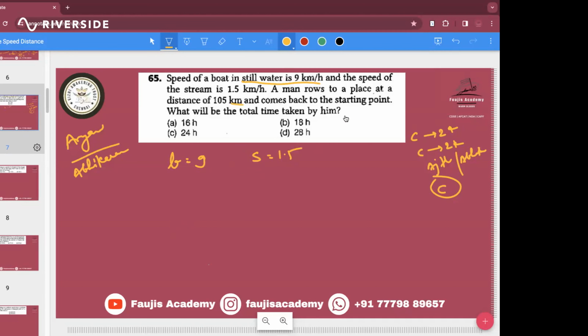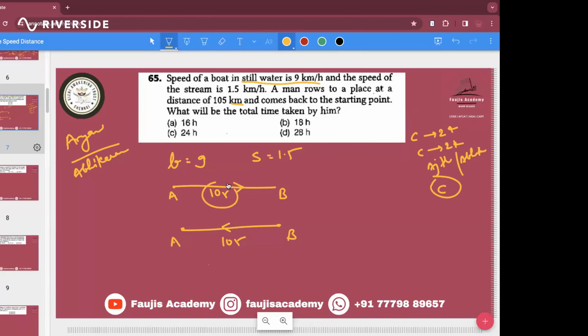A man rows to a place at a distance of 105 kilometers and comes back to the starting point. Somebody goes from point A to B, this is 105 kilometers, and then this person comes back from B to A. So far, so good, guys. Anybody any doubt? What will be the total time taken?